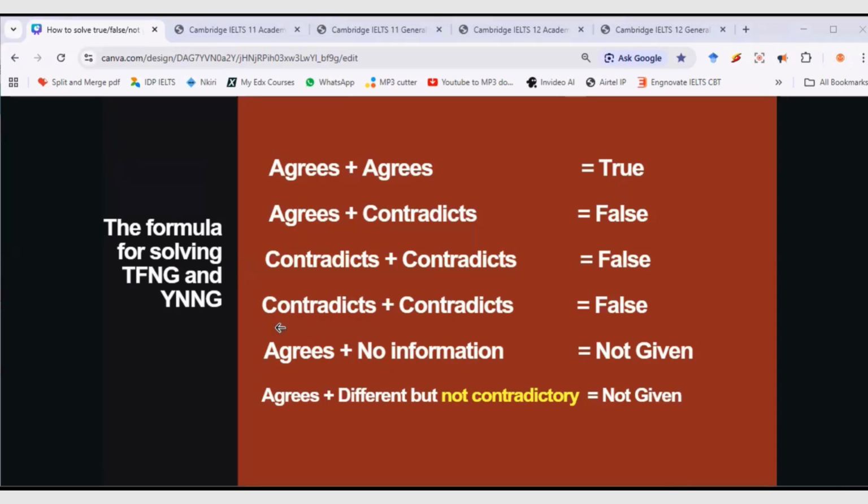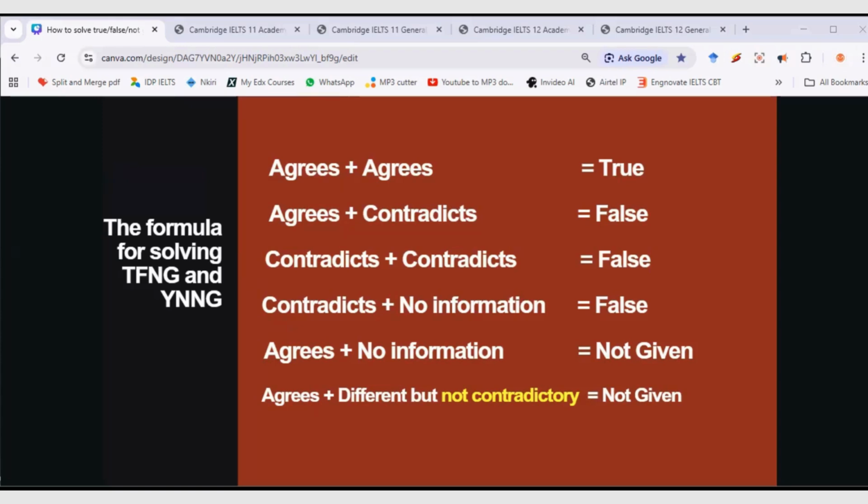In some cases, you are going to see that one part of the statement contradicts what you have in the passage. Sorry, let me correct myself. But then the other part of the statement cannot be supported or contradicted. In such situations, what you're going to pick is going to be not given.